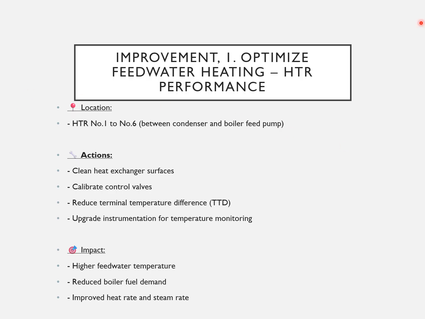Based on, for example, the heat balance diagram, can we still improve? Yes, of course. Improvement 1: optimize feed water heating and performance. The location is heaters number 1 to number 6 between the condenser and feed water pump. Action: clean heat exchanger surfaces, calibrate control valves, reduce terminal temperature difference, upgrade instrumentation for temperature monitoring. Impact: higher feed water temperature, meaning the water enters the boiler at a good temperature, reducing boiler feed demand and improving heat rate and steam rate.